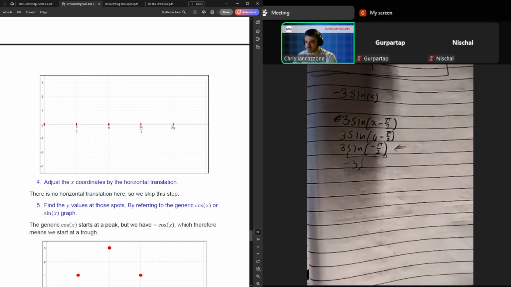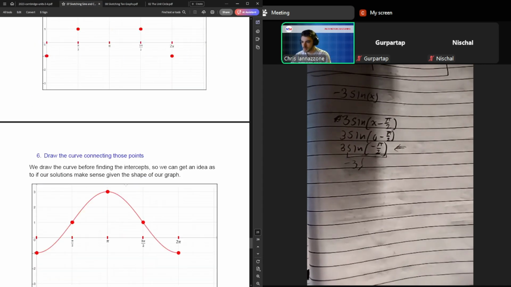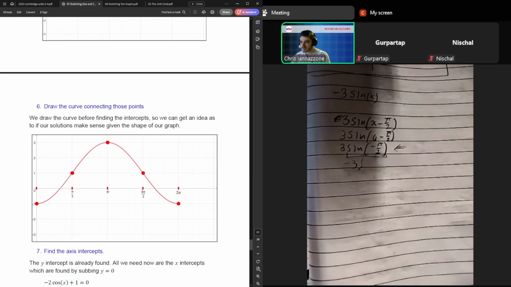So we've done any adjustments we need to, which is no adjustments. Find the y values. We had a negative cos, which means instead of starting at the peak, we're going to flip that down to a trough. It would have been up here at 3, now it's going to start at -1. From there, it has to go to a middle, then a peak, middle, trough, middle, peak, middle, trough, middle, peak, middle, trough. Draw the curve.